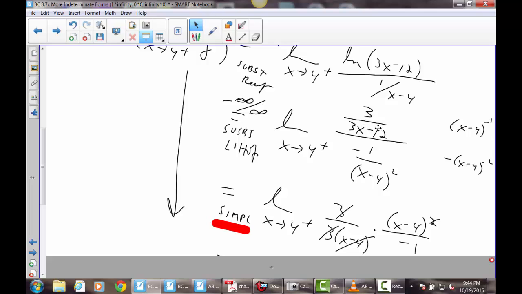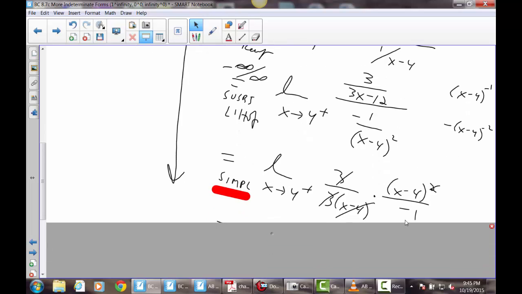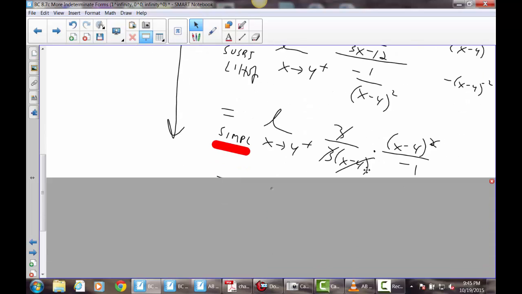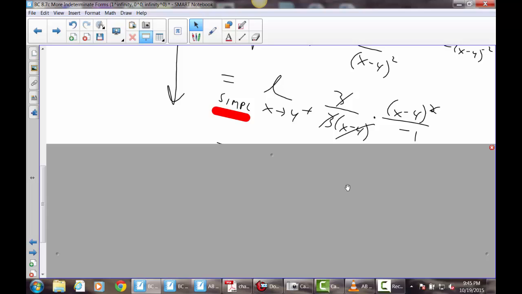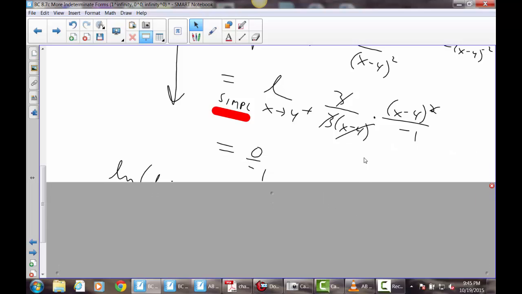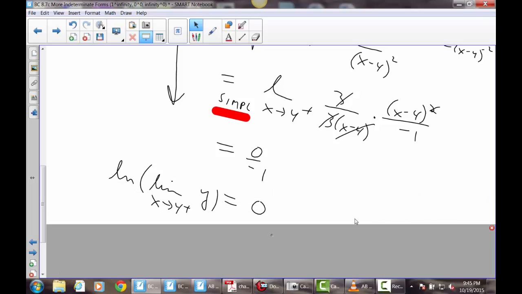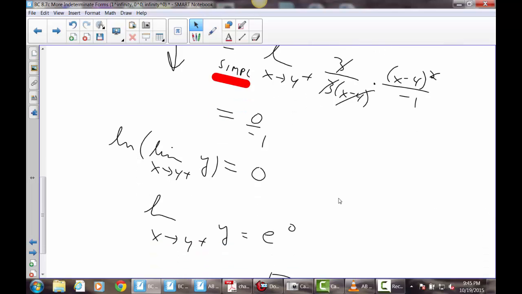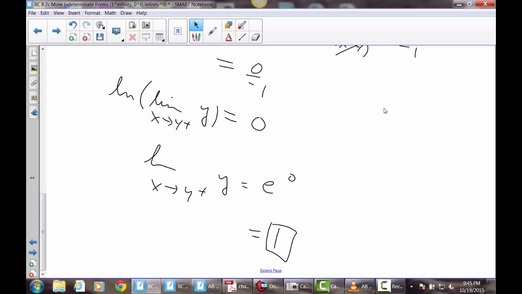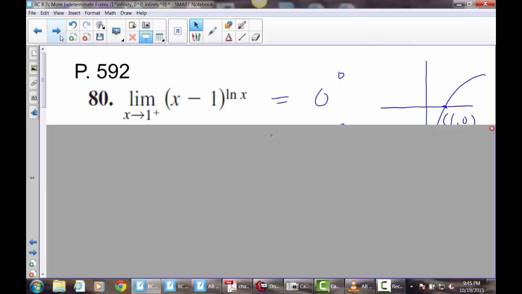Okay, so it's just a complex fraction. You take the top, and I factored out the 3, and multiply by the reciprocal of the bottom. The 3's cancel, the x minus 4's cancel, and you're left with, as if I plug in 4, 0 over negative 1, which of course is 0. Remember, the answer is not 0. We're now going to get rid of the ln on the other side. It becomes e to the 0, which is 1. So again, be careful of that.